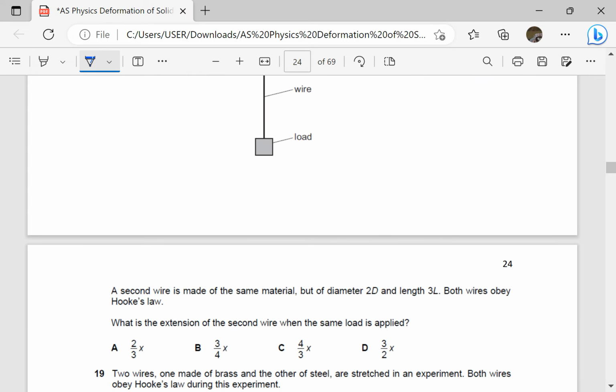Okay. A second wire is made of the same material, that means it has the same Young modulus, but of diameter twice D and length 3L. Both wires obey Hooke's law. What is the extension of the second wire?